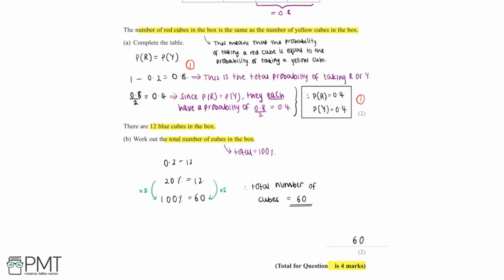Now in part B, we get 1 mark for establishing that 20% is equal to 12, and to get to 100%, we need to multiply by 5. And we get the second mark for correctly multiplying 12 by 5 and for finding that the total number of cubes in the box is equal to 60. And so we've now achieved the full 4 marks needed in this question.